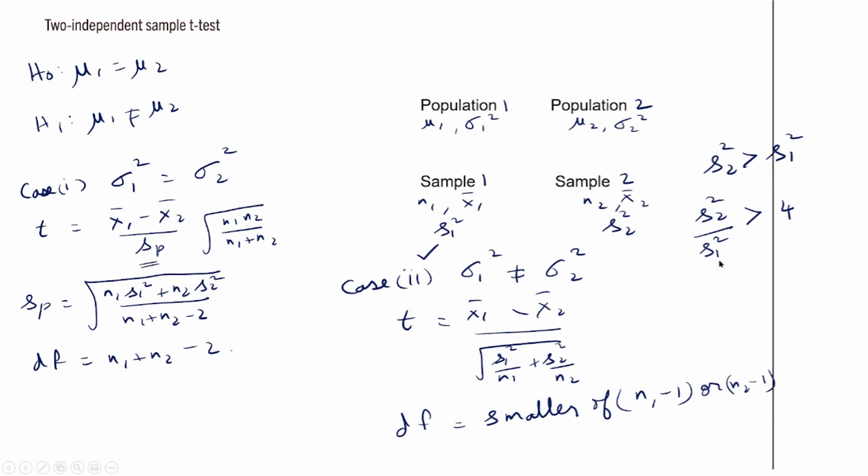On the other hand, if this value is less than 4, I am again repeating, the numerator should be the higher sample variance value and the denominator should be the lower sample variance value. If that ratio is less than 4, then we can assume the population variances are equal and we can use this T statistic. So this is just a rule of thumb which is applied and it is useful in most cases. This is how we have to go about when we have two independent sample t-test.